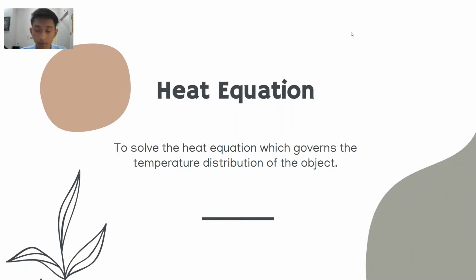Assalamualaikum and hello everyone. My name is Ahmad Syahmi bin Husairi. My matrix number is 207846. So now I will be explaining on the heat equation.